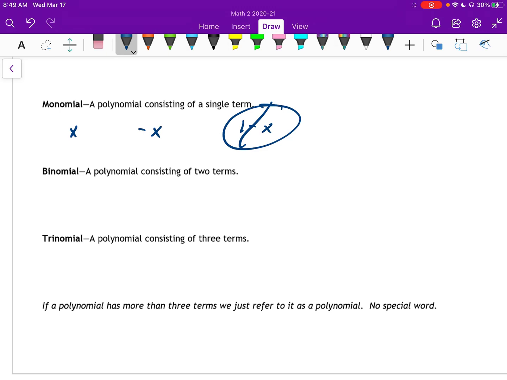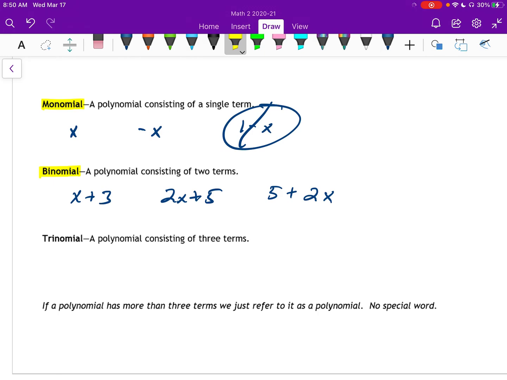A binomial is a polynomial with two terms. So there's two things listed. So this could be like x plus 3. It could be 2x plus 5. It could be 5 plus 2x, right? A lot of the times, whenever we would have lines, they would fall into the monomial or binomial, right? Depending on if they were shifted up or down.